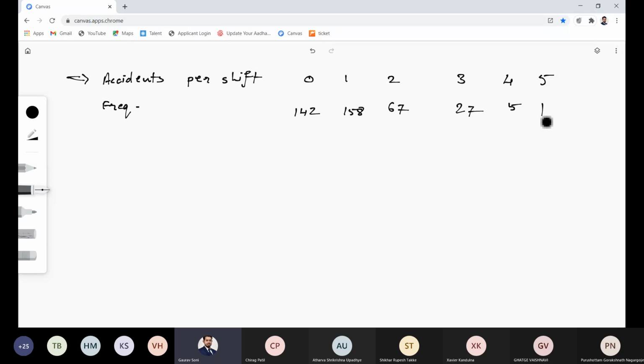So now suppose there is a factory and in that, accidents X per shift. Per shift there are 0 accidents, so the frequency of it is in a certain time period. So 142 shifts are there in which there were no accidents. 158 shifts were there in which you got one accident. 67 shifts in which you got two accidents. 27 you got three. This is all the data that I have. Now this is the actual frequency.